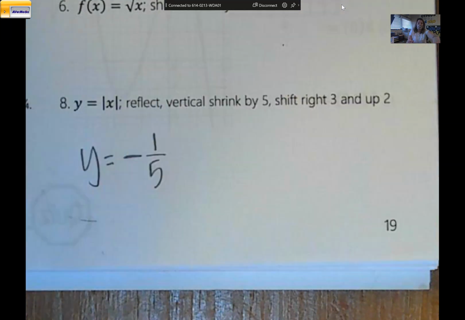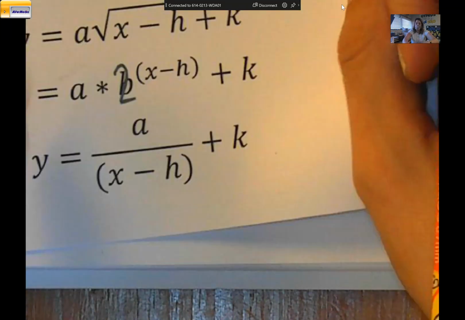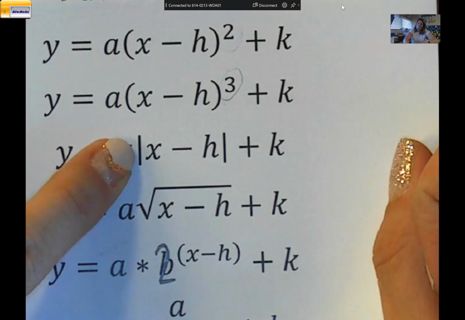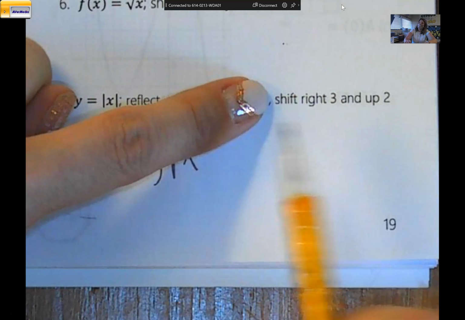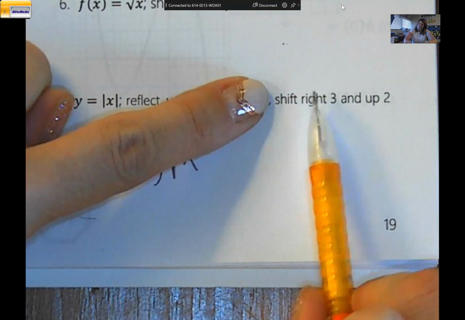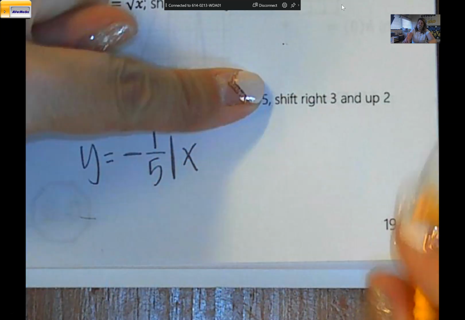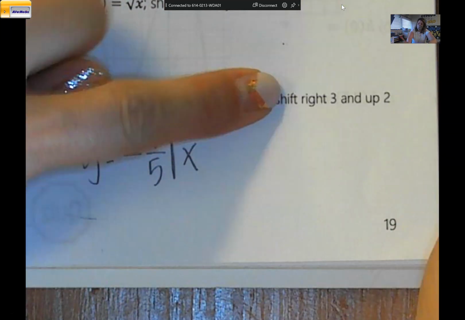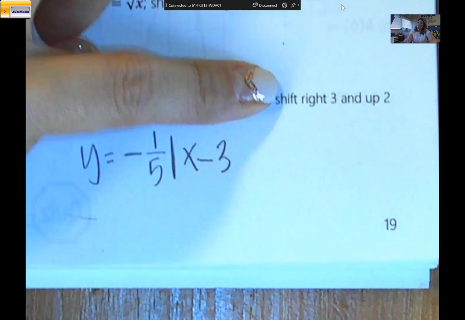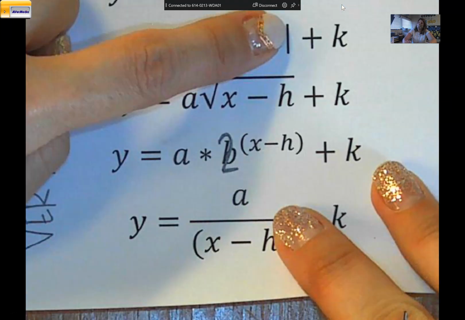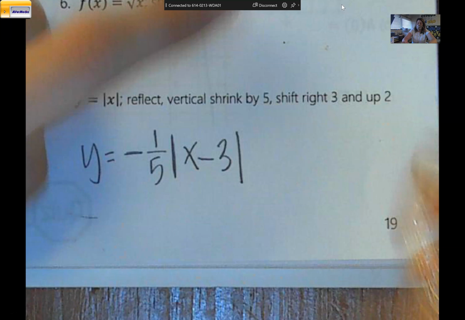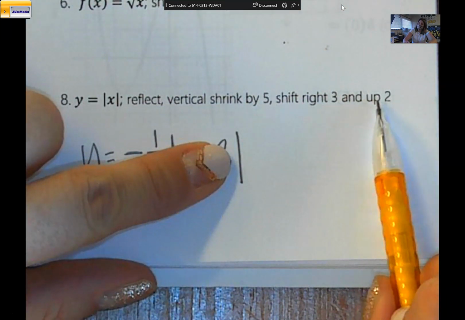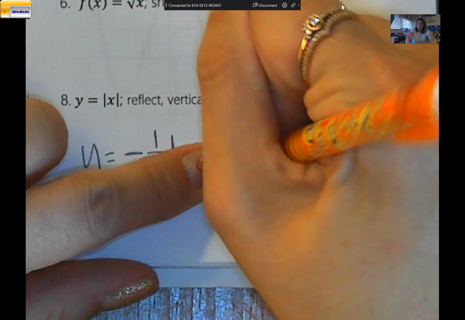Then I know in this vertex form, the next thing that comes is the straight lines for the absolute value. So I do my straight line, I write x, and I see if there's anything that goes inside there. It says shift right 3, so what am I going to put in there, a plus or a minus? Minus 3. And then according to my vertex form, I write the straight line again. Then the last thing I check is, did I shift it up or down? I shifted up, so I'm going to say +2.